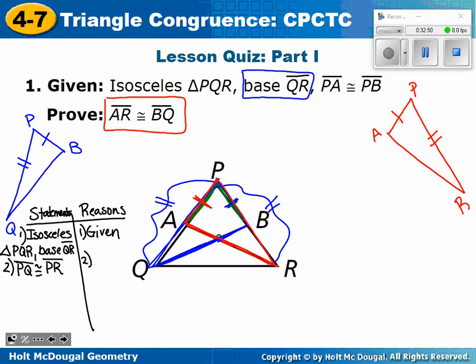How did we know that? Where did that come from? Okay, the definition of isosceles triangle, that it has at least 2 congruent sides. So, definition of isosceles triangle. Okay, and then after we wrote that down, we went back to our given and we wrote down that PA was congruent to PB, and that was given.